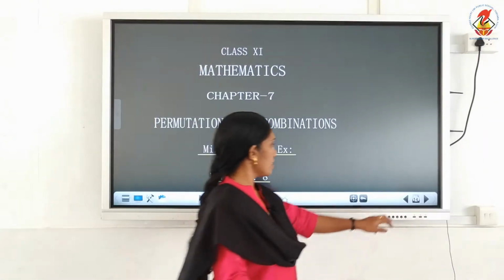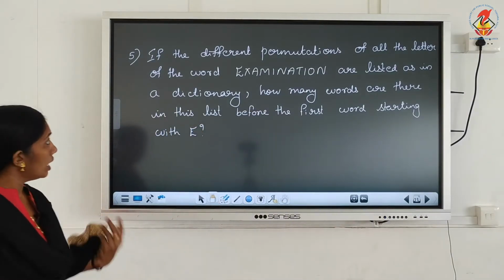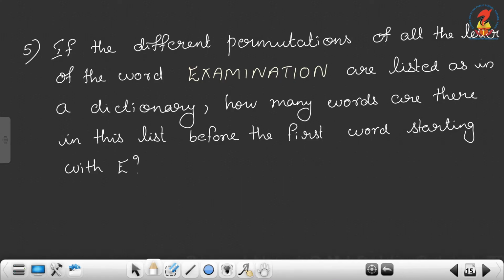A few more questions, children. The next one. If the different permutations of all the letters of the word EXAMINATION are listed as in a dictionary, how many words are there in this list before the first word starting with E? So, one word is given: EXAMINATION.